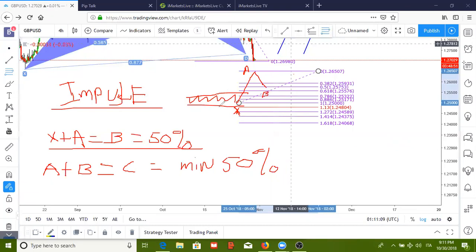Because the rules for the bat, X plus A, taking my fib, X all the way up to A, equals B. The retracement is B. The retracement is always going to tell you exactly what you should be looking for in the markets. So you have that minimum 50% retracement.